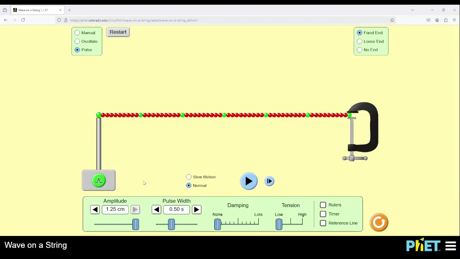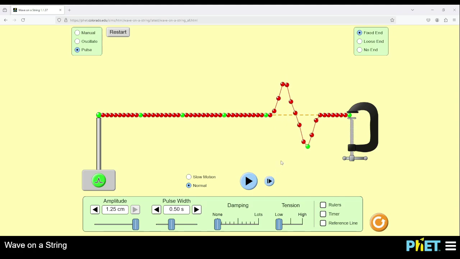Wave interference is the interaction of two or more waves, or wave pulses. So let's visualize this using this simulation. So we'll send a pulse through this string, and another pulse. And because it's a fixed end, this pulse gets reflected and inverted when it reaches the boundary. And then these two pulses interact.